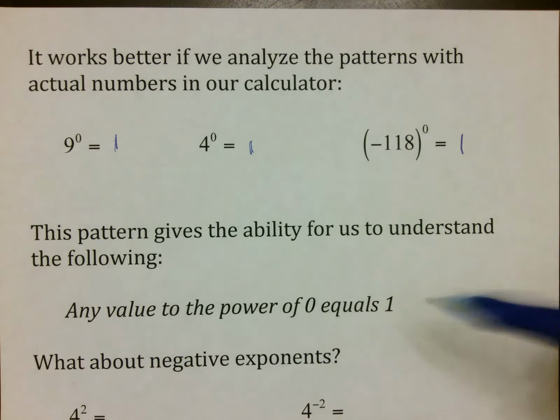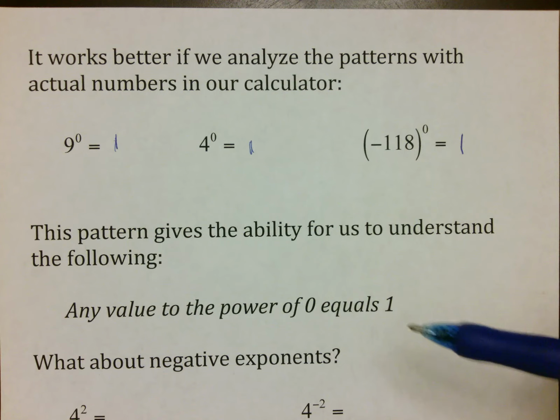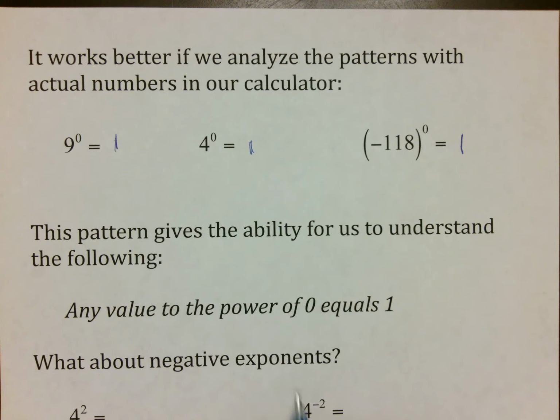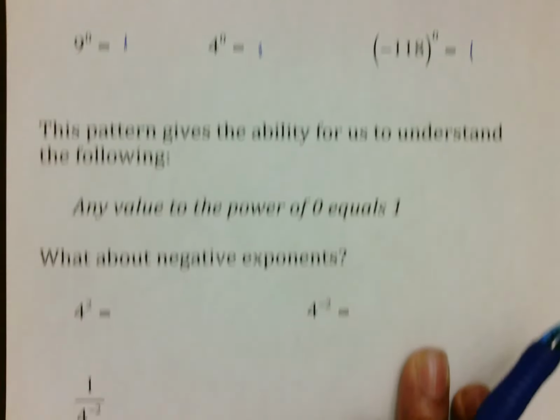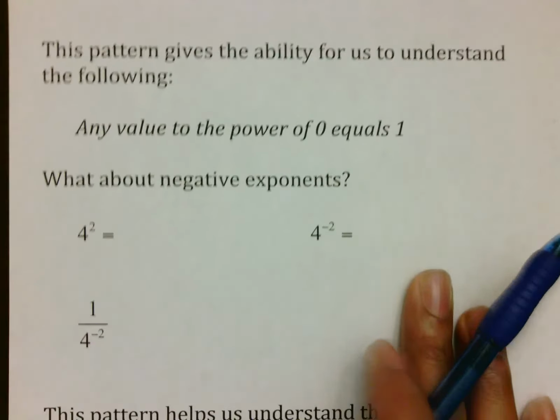Now that's not always going to be the case, especially with variables. We'll talk about that. But the main thing is that the power of 0 pretty much just takes off everything and leaves us with something very simple. Kind of like what we talked about, 0 being the easiest number to multiply by, 0 is also the easiest power to evaluate because it just ends up being a 1. Alright? But what about the negative exponents?